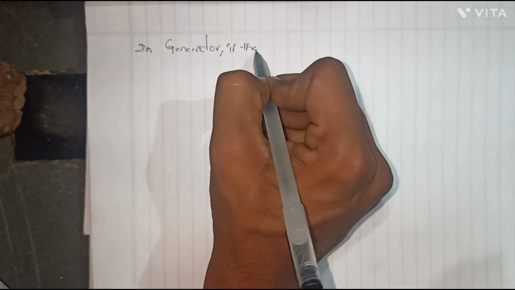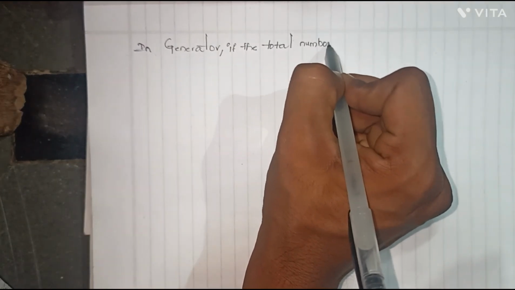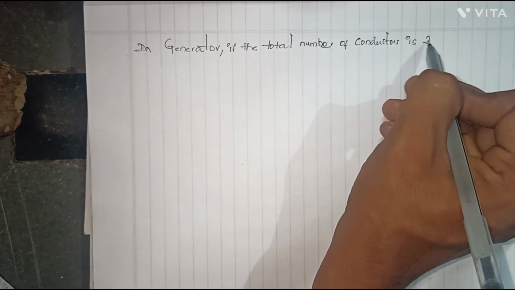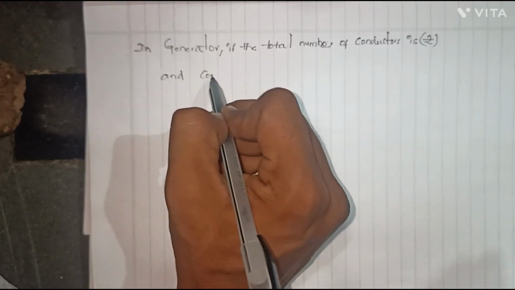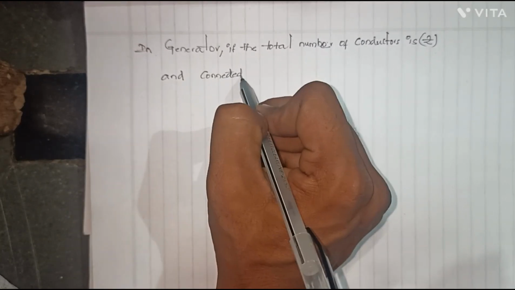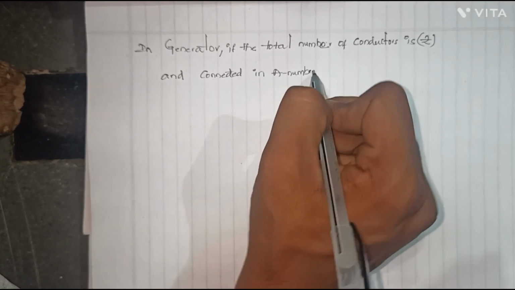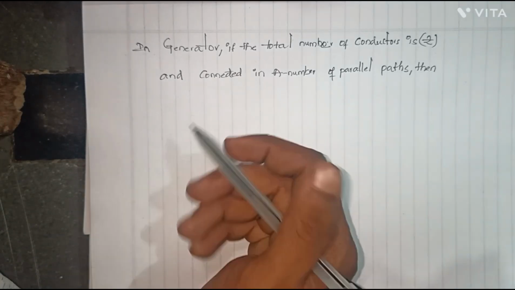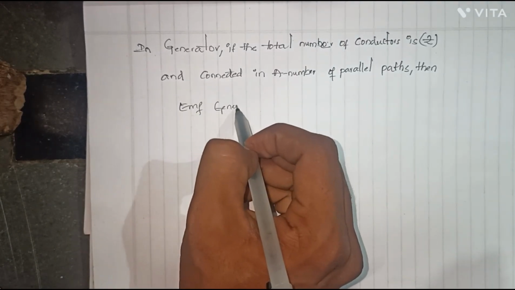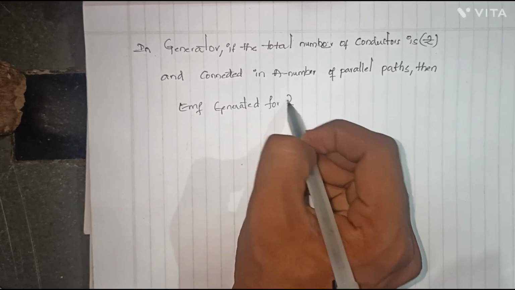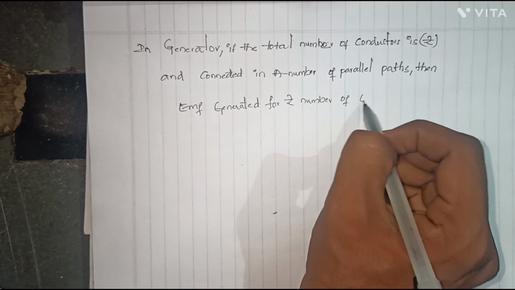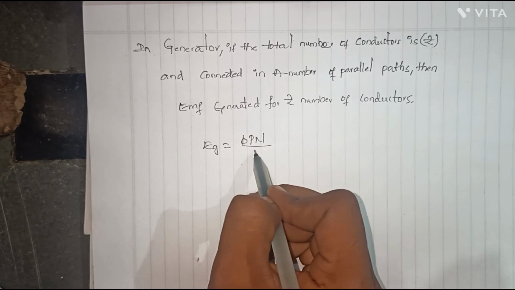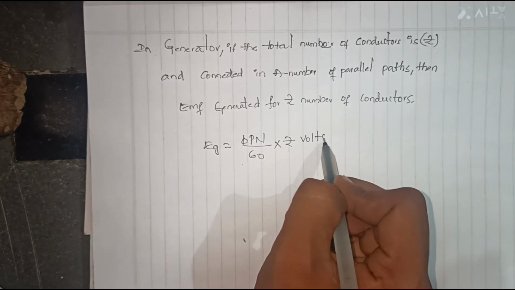In a generator, if the total number of conductors is Z, the EMF generated for Z number of conductors is Eg equals phi P N divided by 60 into Z volts.